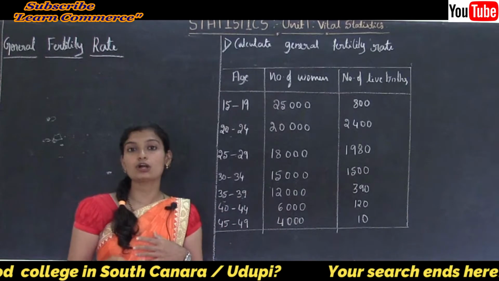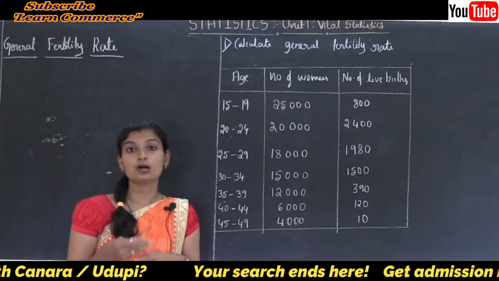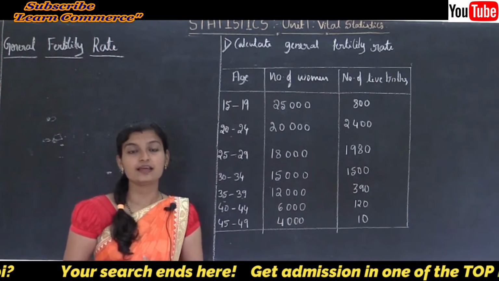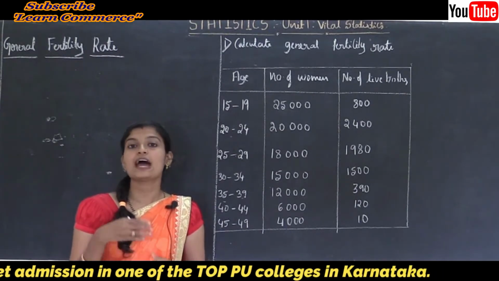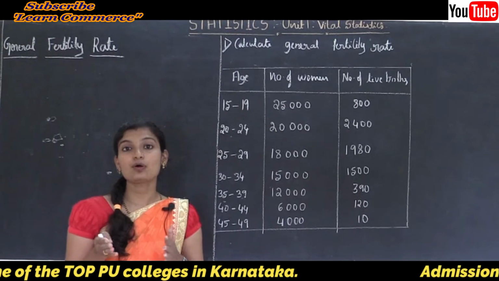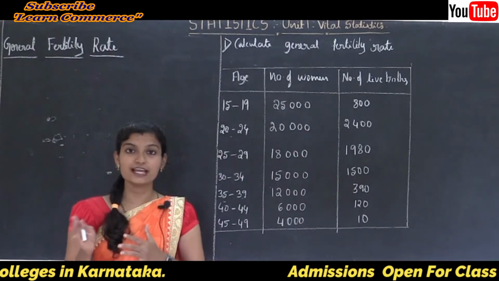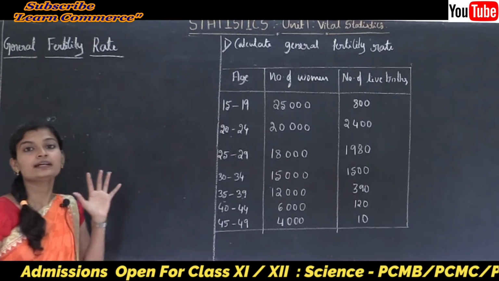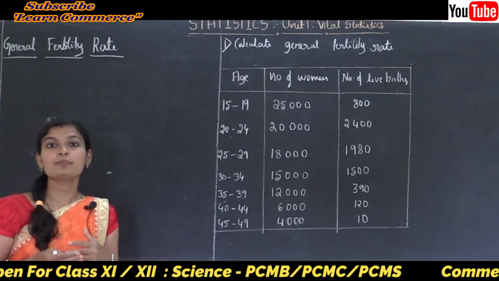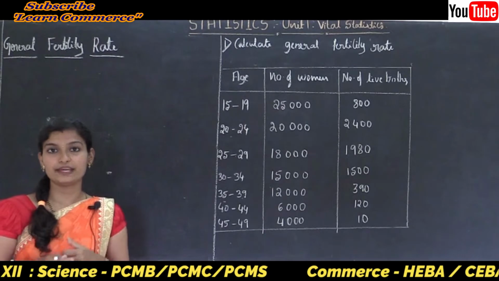One of the drawbacks or limitations of CBR is that CBR considers both men and women population, and as we know, births occur to women of childbearing age. So in general fertility rate we are considering the number of births and the number of women population of childbearing age.